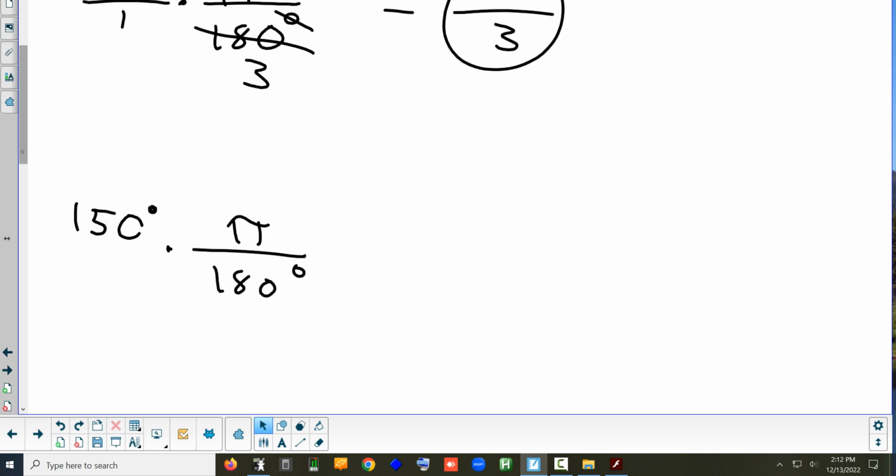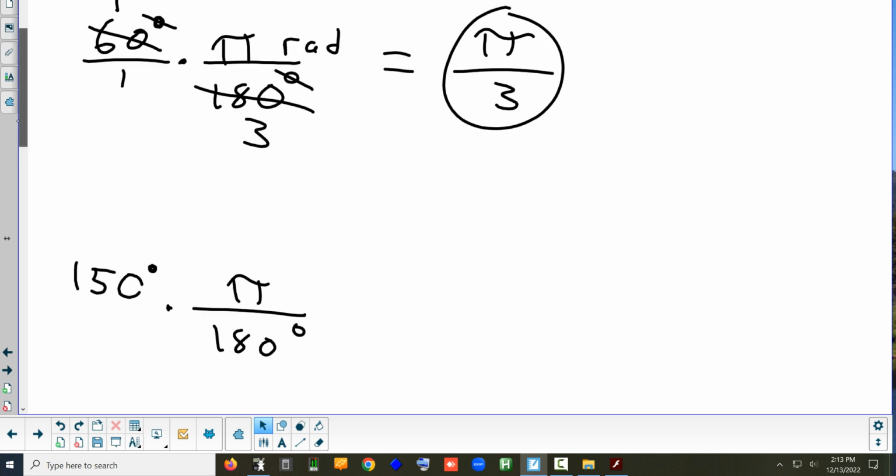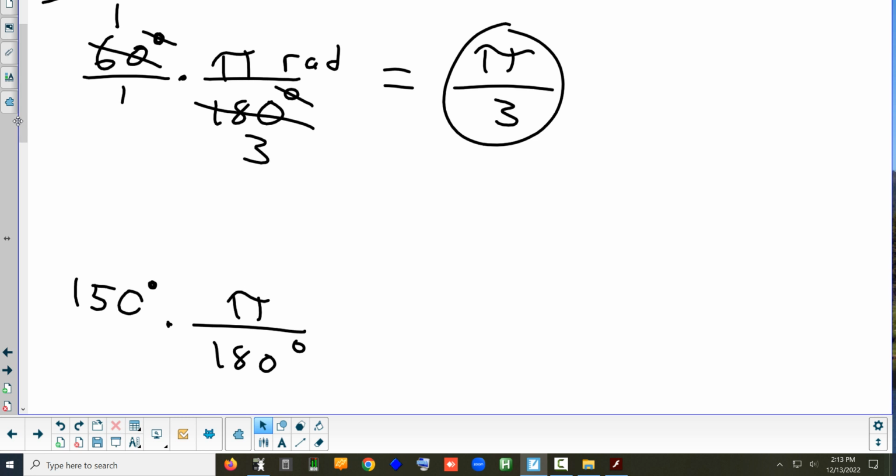All right, Gavin, what cancels out there? Would the 150 from the 180? Well, we're going to be able to reduce, but there's something that cancels out completely first. Same thing that canceled out in the last problem completely. Is it the degree symbol? Yeah. So degrees in the top, degrees in the bottom.